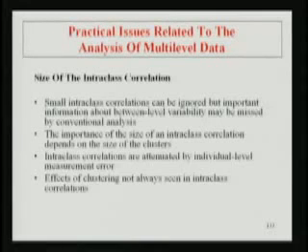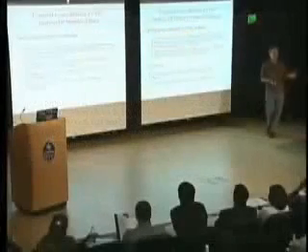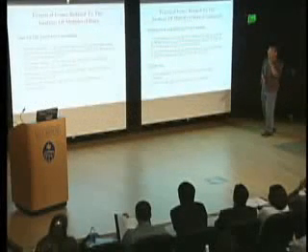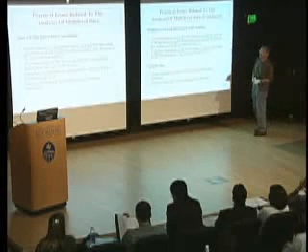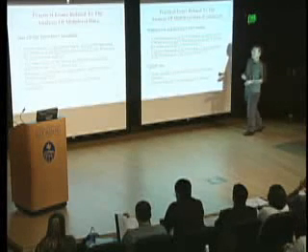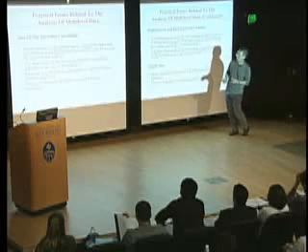And the importance of the size of an intraclass correlation depends on the size of the clusters. We concluded that from the DEFF reasoning, right? When you have many people per cluster, it's worse to ignore the cluster sampling and act as if you have simple random sampling.